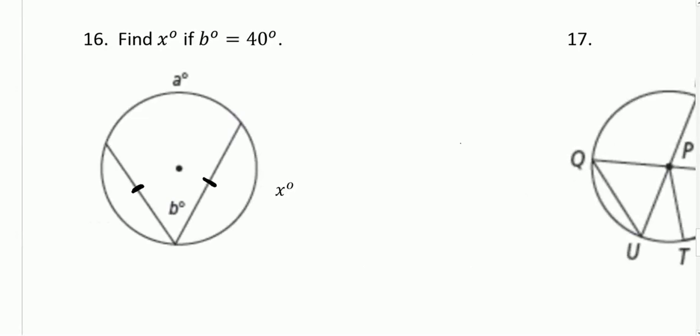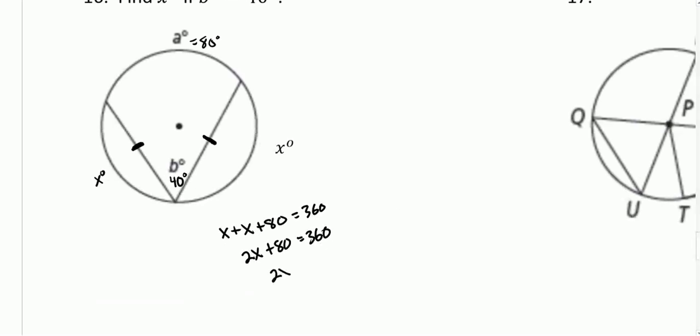We're looking for angle X, and we're told that B is 40. So B is 40, A is going to be 80. And then notice we have congruent chords here, so both these are X. And so we know X plus X plus 80 is 360, or 2x plus 80 is 360. Subtract 80, we get 280. Divide by 2, you get 140.